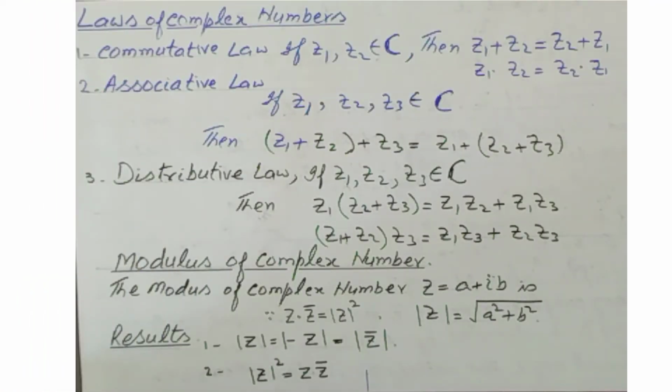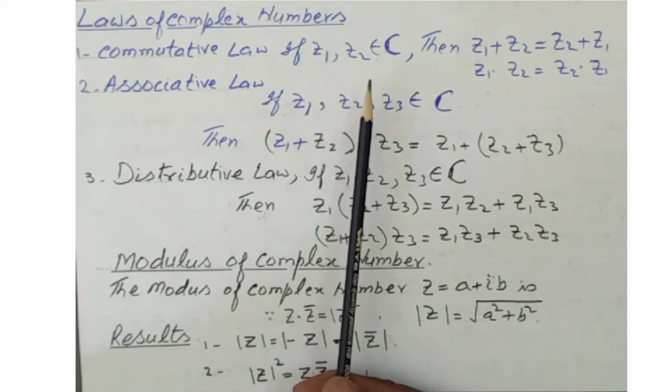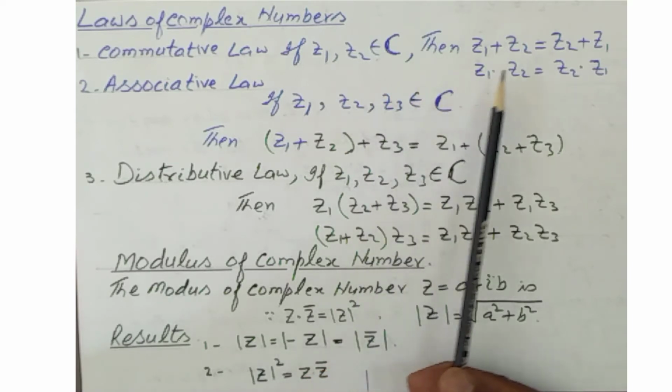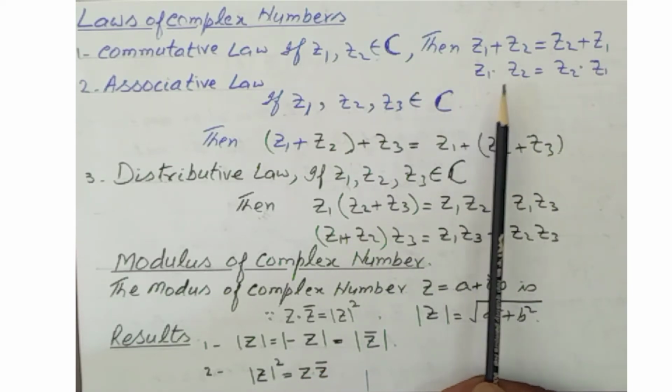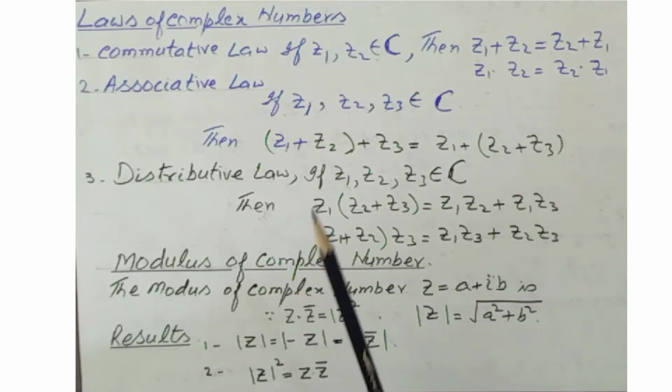Now there are a few laws of complex numbers. Number one, commutative law. If z1, z2 belong to C, then z1 + z2 equals z2 + z1. And for multiplication, z1 into z2 equals z2 into z1.